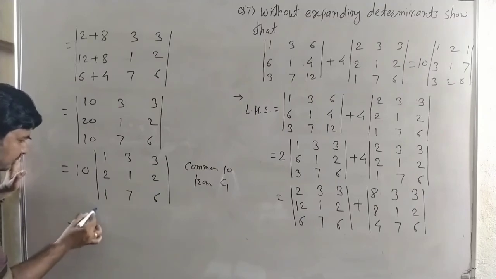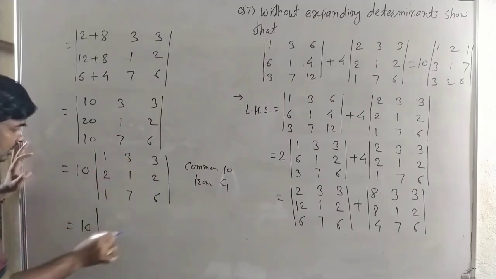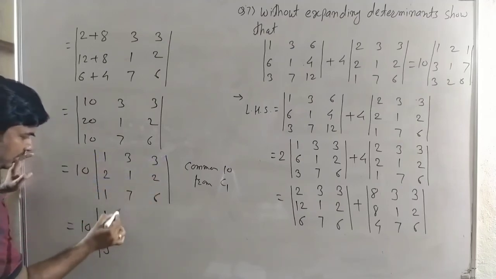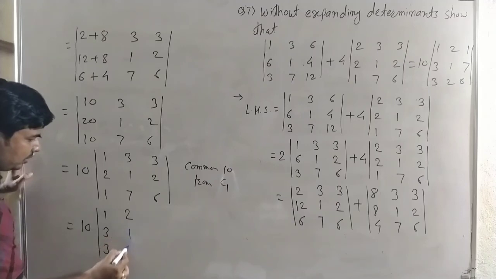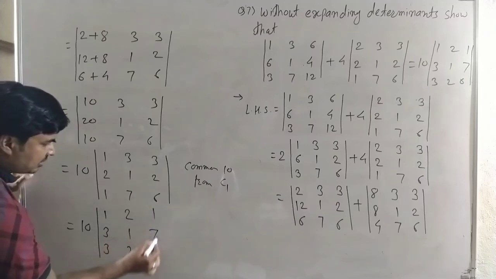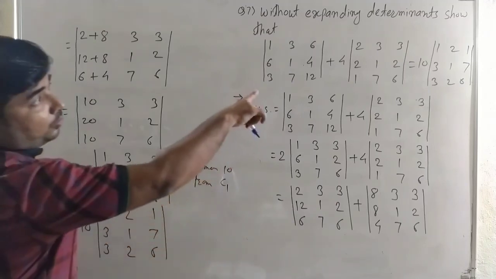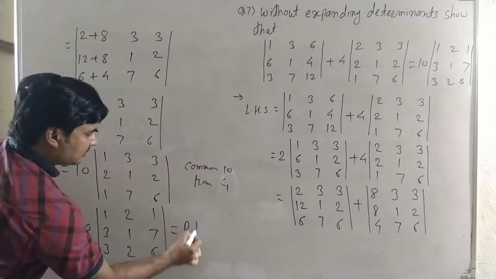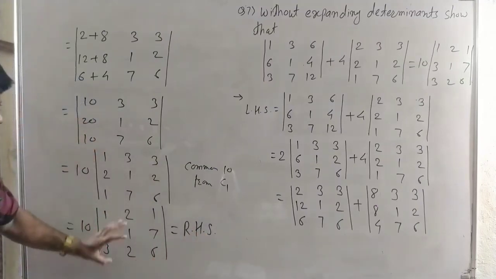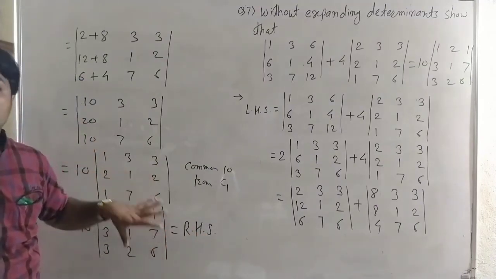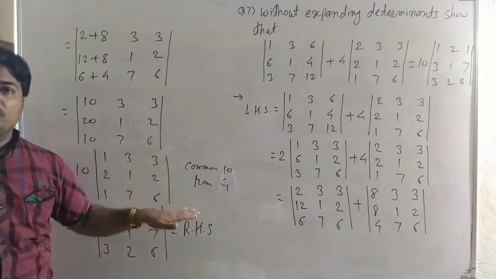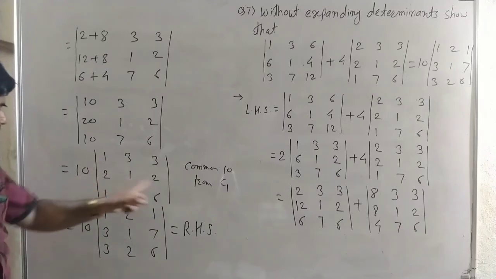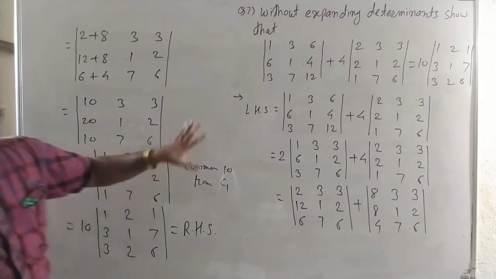Here 10 as it is, row becomes column and column becomes row. It is 1, 3, 3, which is the second row, so we can write it as the second column, 2, 1, 2. It is 1, 7, 6. See carefully: 1, 2, 1, 3, 1, 7 and 2, 1, 6, and it is the RHS. Here we use again the first property: we interchange the rows and columns, then the value of the determinant remains unchanged. Row becomes column and column becomes row. Here we use the properties.